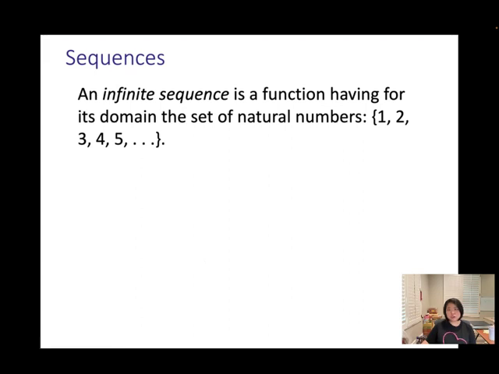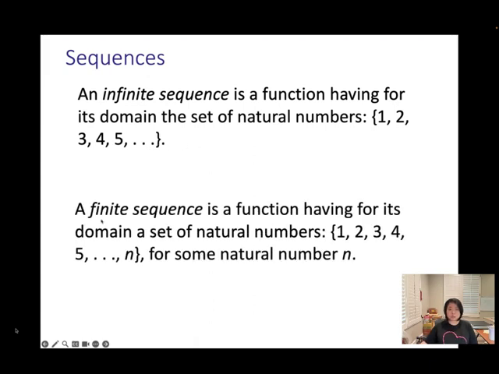An infinite sequence is a function having for its domain the set of natural numbers 1, 2, 3, 4, 5. Remember, natural numbers start from 1, the positive integers. And we call this an infinite sequence, meaning it's going to be dot, dot, dot. It's going to go on forever.